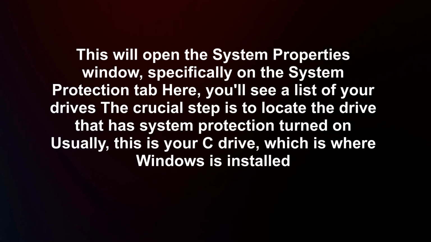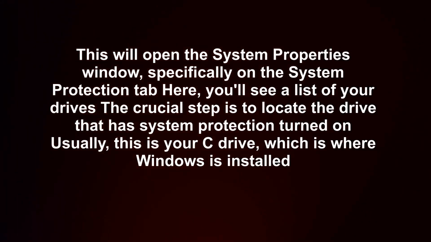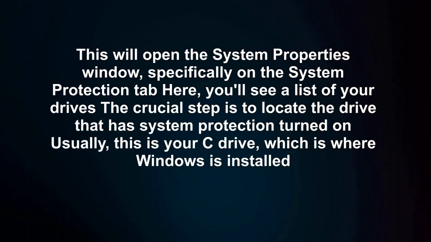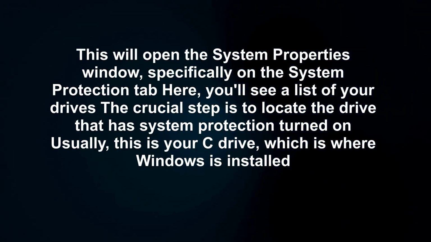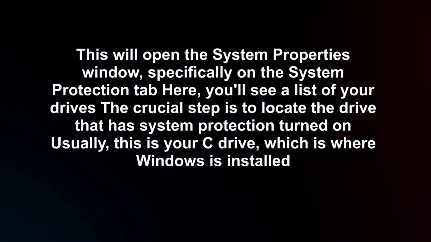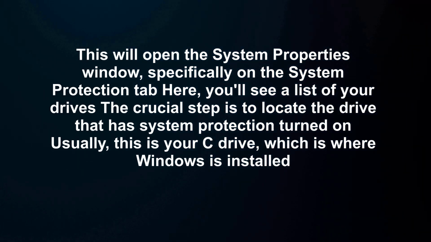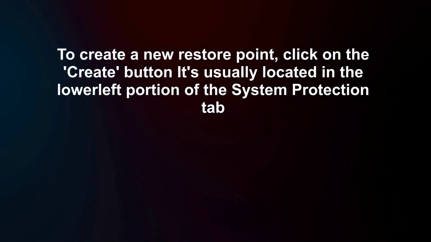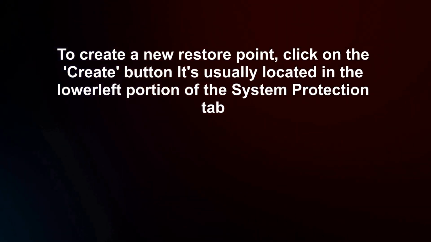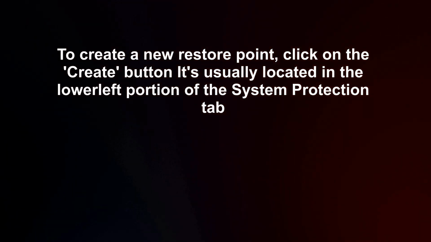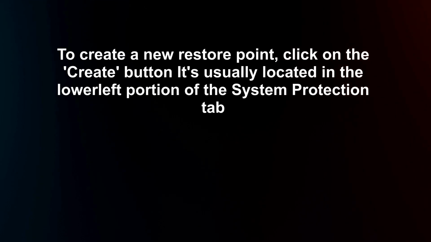This will open the System Properties window. Specifically on the System Protection tab here, you'll see a list of your drives. The crucial step is to locate the drive that has System Protection turned on. Usually, this is your C drive, which is where Windows is installed. To create a new restore point, click on the Create button. It's usually located in the lower left portion of the System Protection tab.